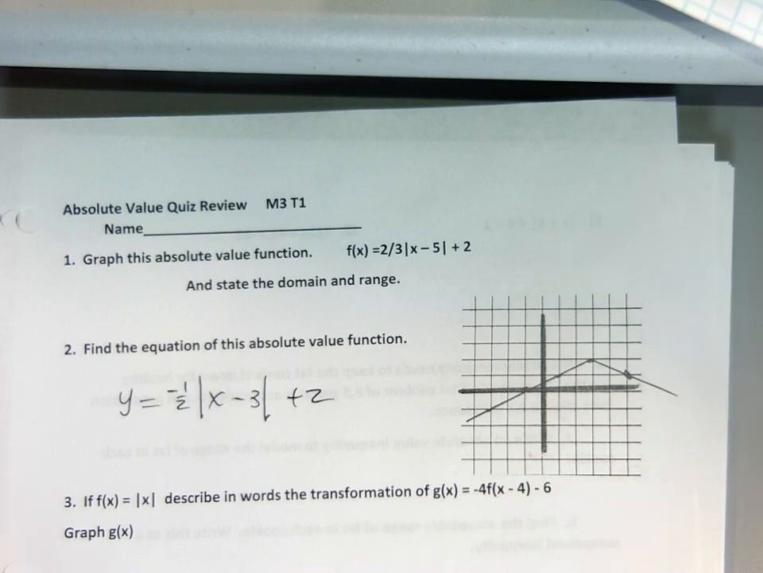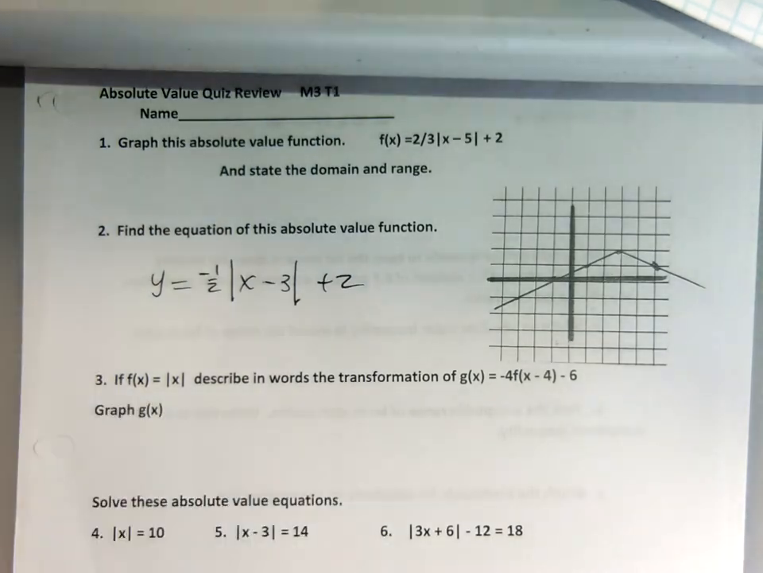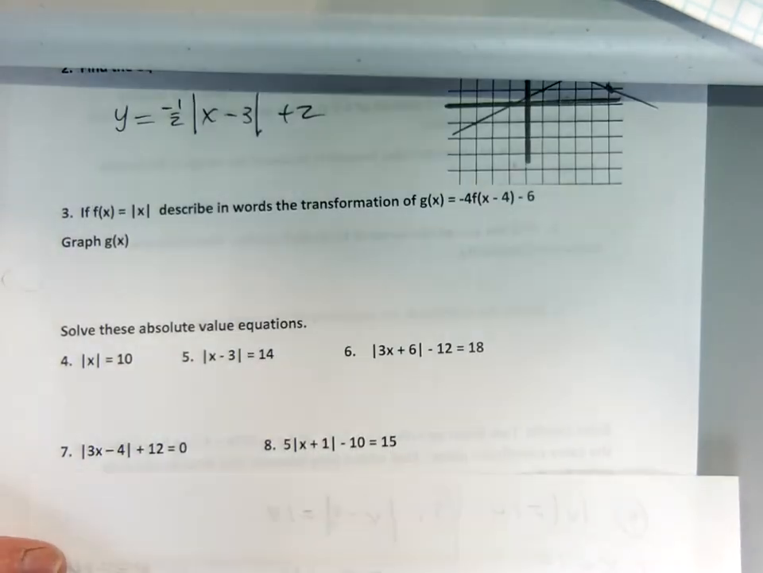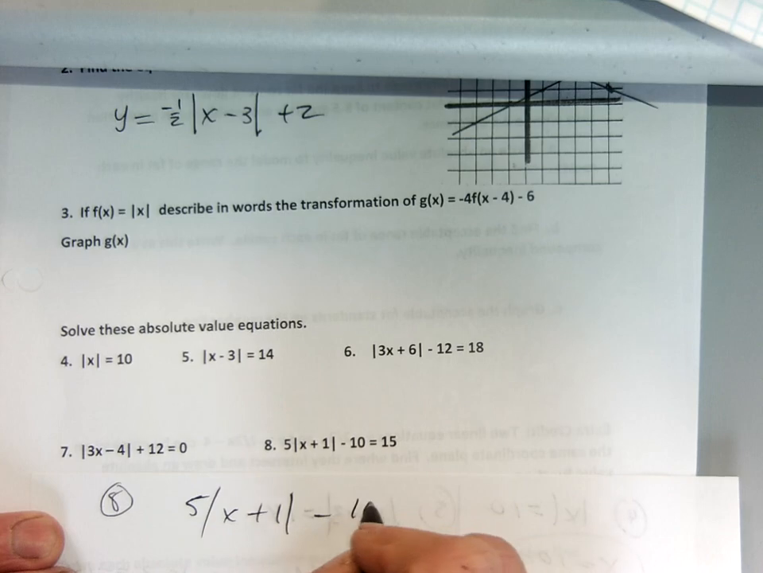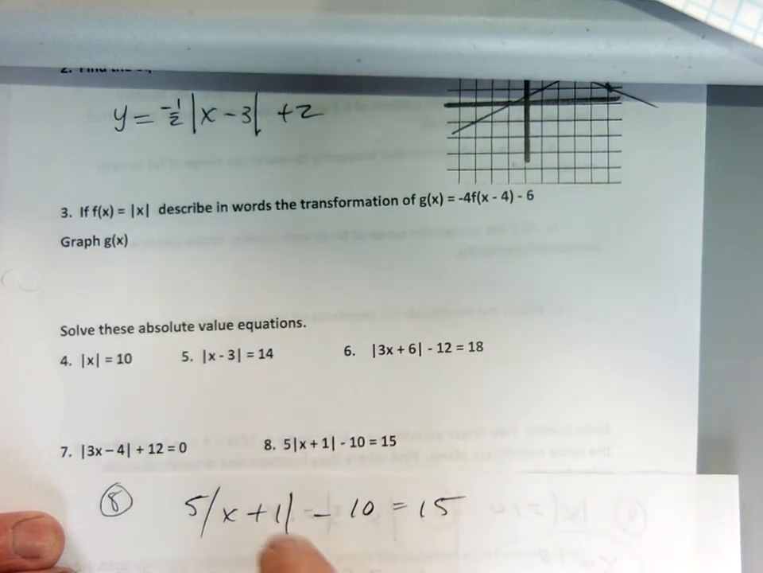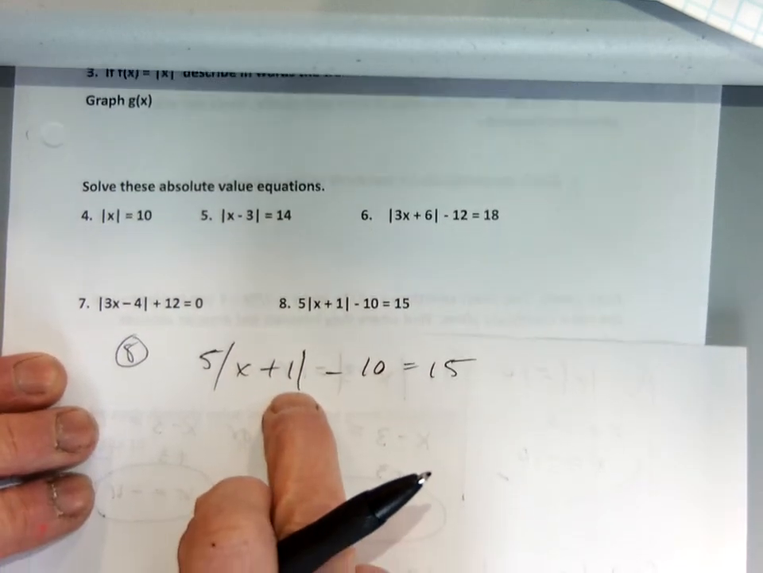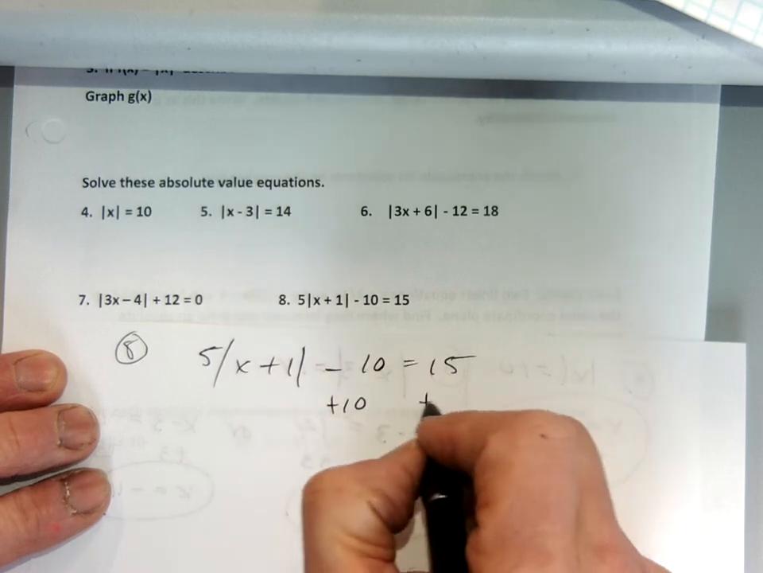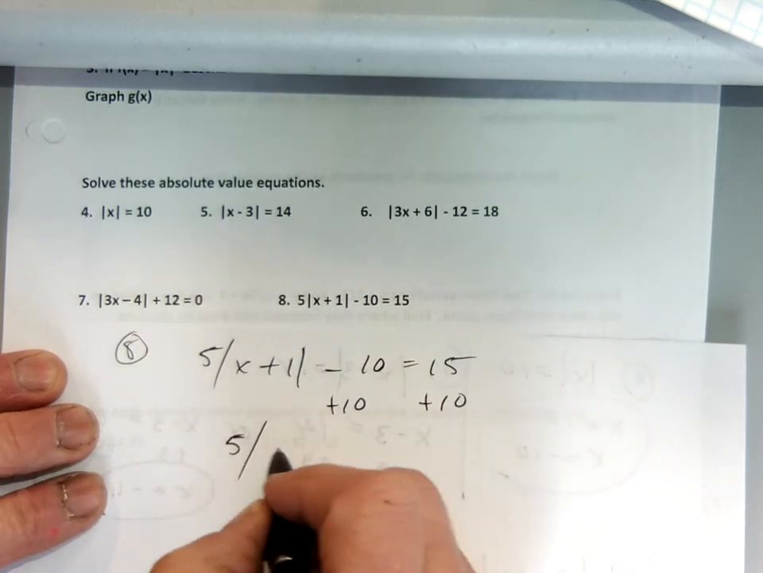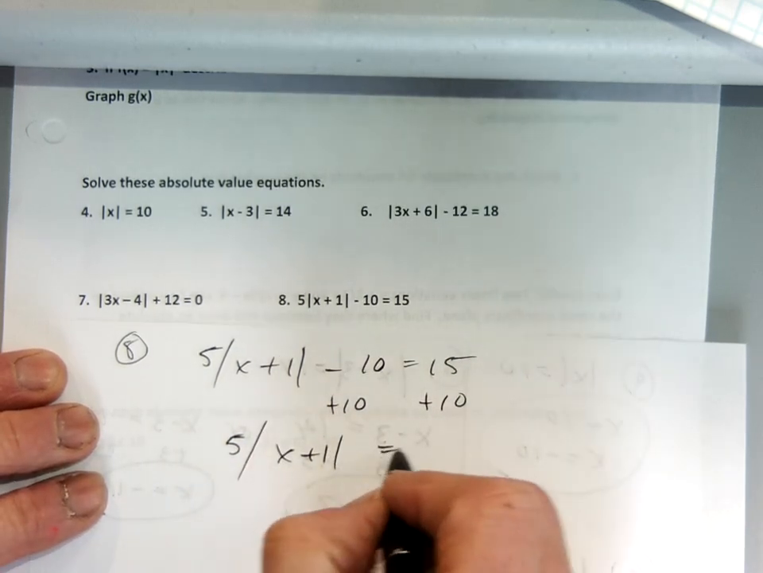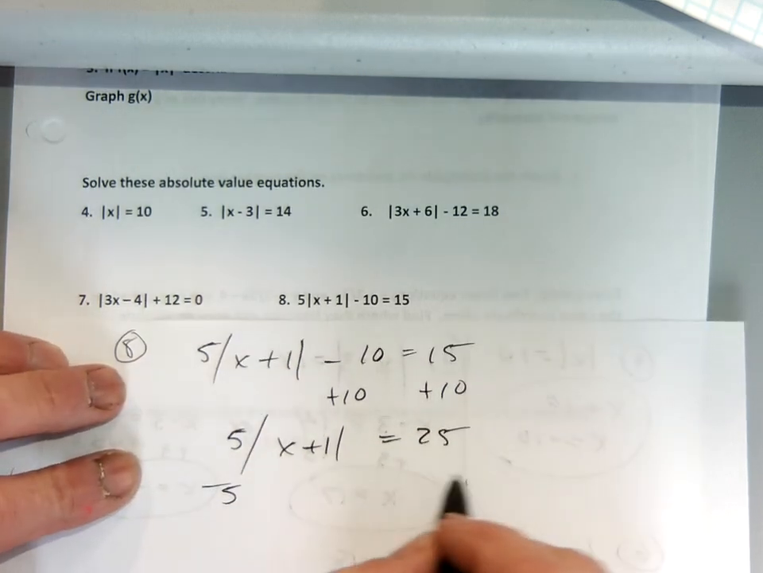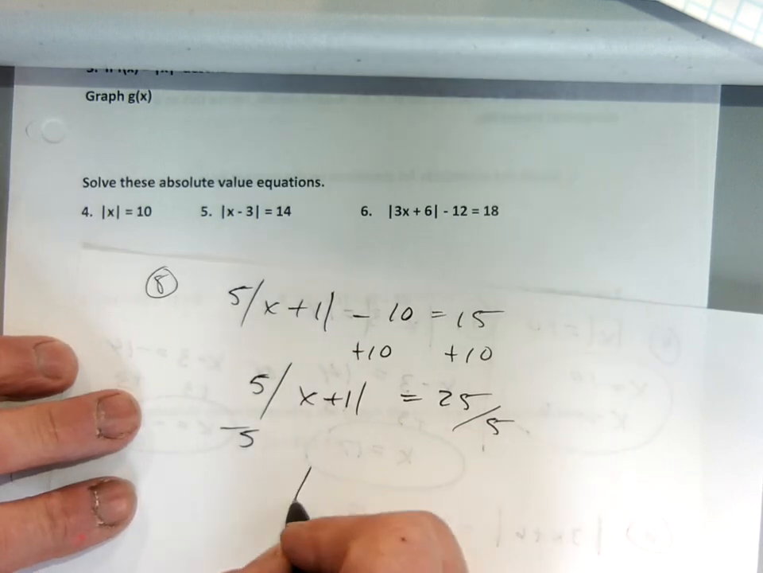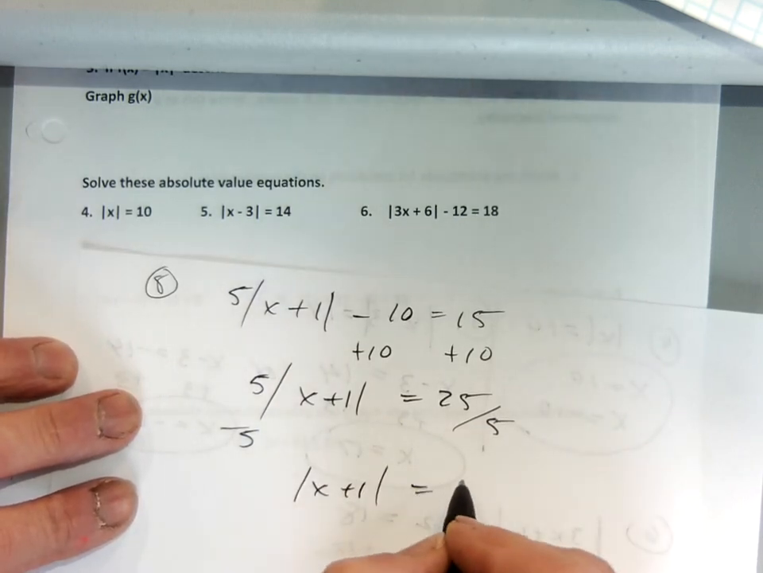Number 8. Let's see. 8 has a little bit more work, but we can do 8. 8 is 5 times the absolute value of x plus 1 minus 10 equals 15. Okay, the first thing I'm going to do is get rid of the 10. I'm going to go plus 10. I'll have 5 times the absolute value of x plus 1 equals 25. Then I'm going to get rid of 5, divide by 5. I'll have the absolute value of x plus 1 equals 5.